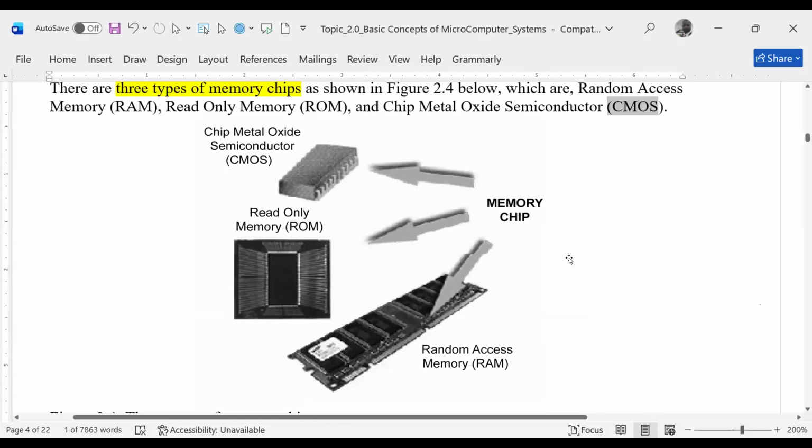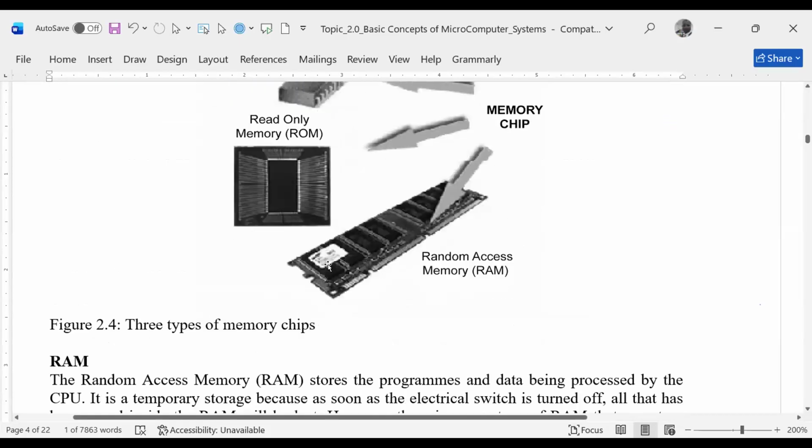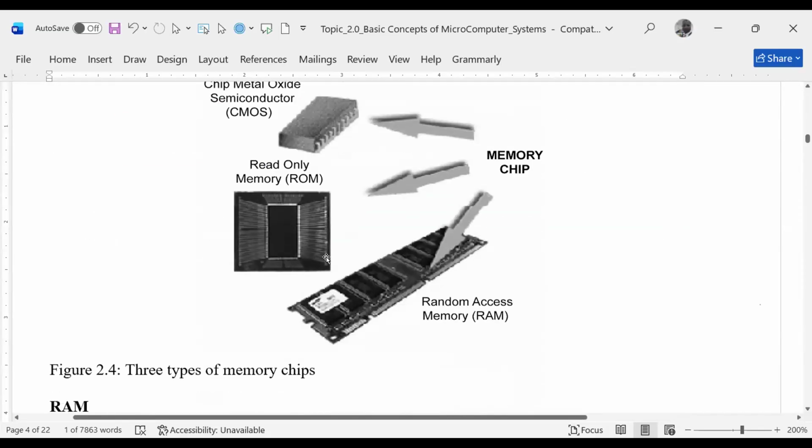Complementary metal oxide semiconductor, called CMOS, read-only memory, called ROM, and random access memory, called RAM. These are the three types of memory chips. We have three types of memory chips: RAM, ROM, and CMOS. What we have been talking about as memory is the main memory. The RAM is the main memory.